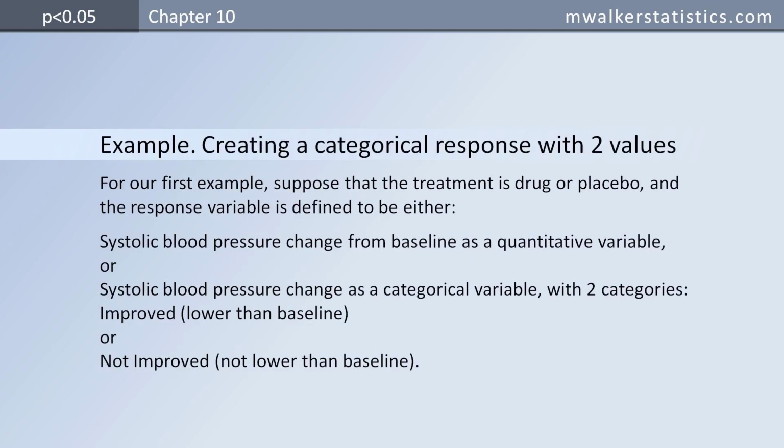Example: creating a categorical response with two values. For our first example, suppose that the treatment is drug or placebo, and the response variable is defined to be either systolic blood pressure change from baseline as a quantitative variable, or systolic blood pressure change as a categorical variable with two categories: improved, lower than baseline, or not improved, not lower than baseline.